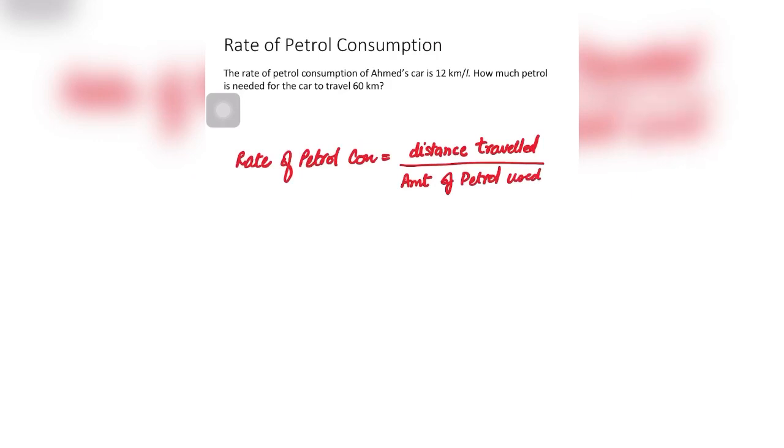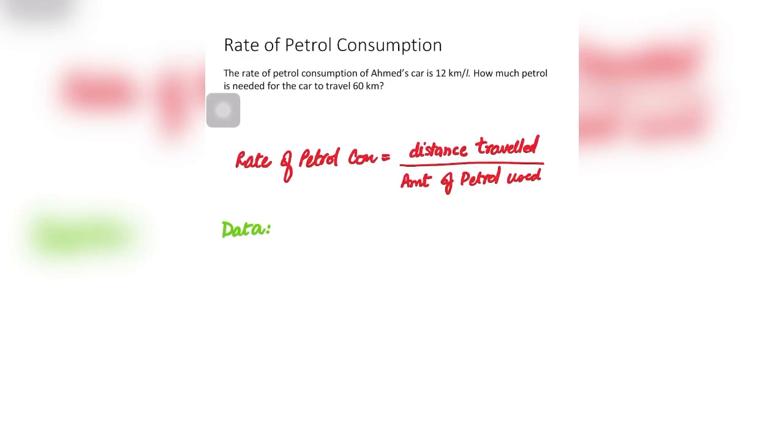How much petrol we are consuming depends upon how much distance we have traveled, and in that distance how much petrol we have used. Okay, so let's make the data. First of all, what is given in the question? The rate of petrol consumption of Ahmed's car is 12 km per liter, meaning that in 1 liter Ahmed's car can travel 12 kilometers. And they're asking how much petrol is needed for the car to travel 60 kilometers.